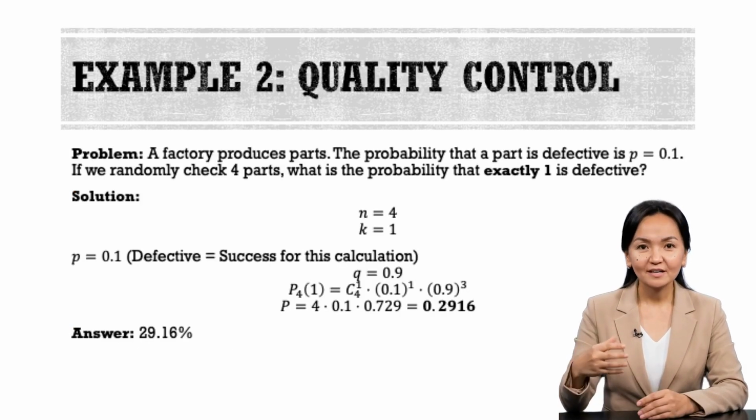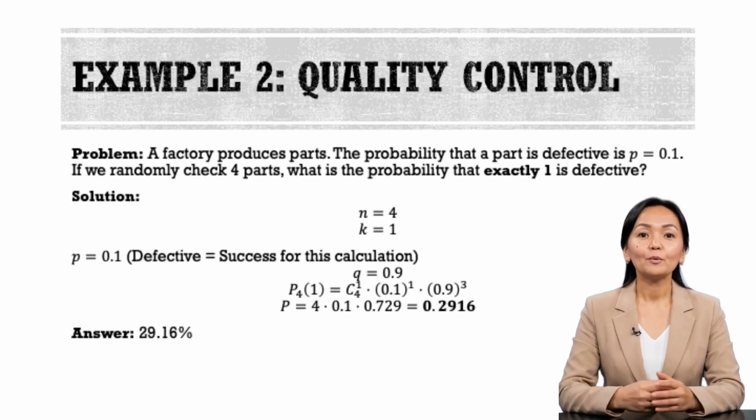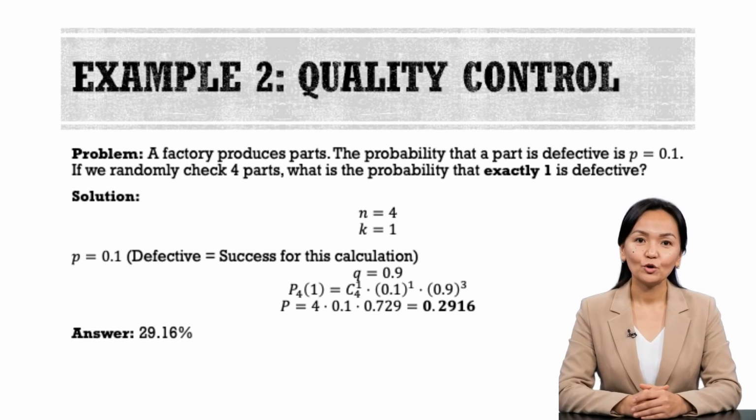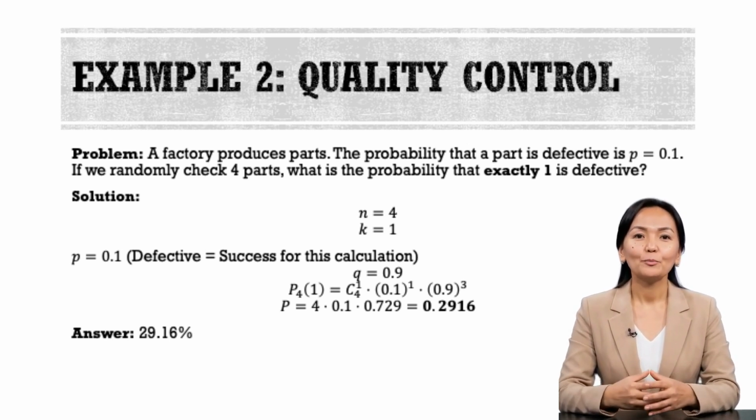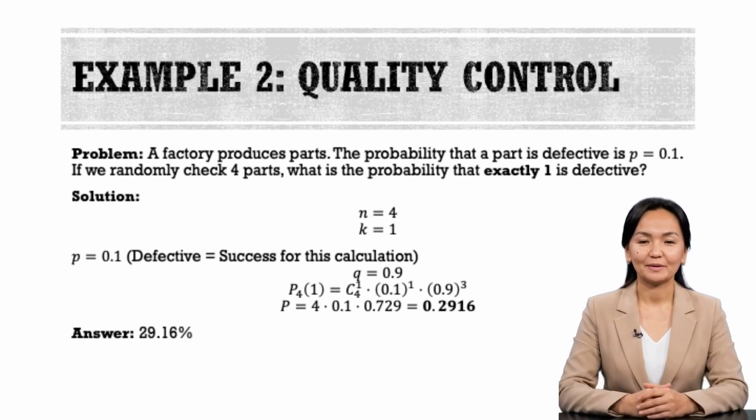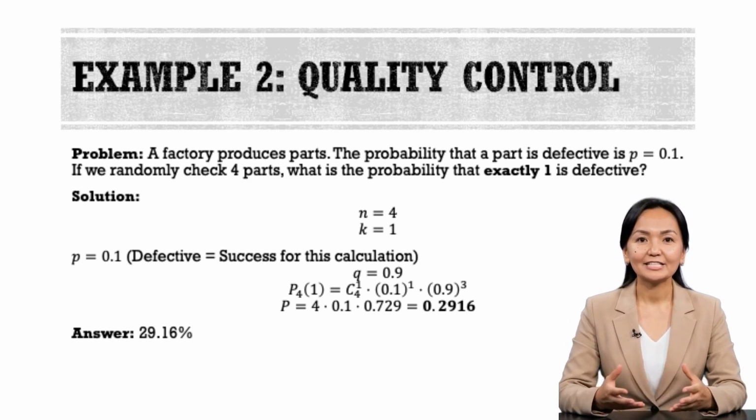Now let's consider a more practical scenario. A factory produces parts, and the probability that any given part is defective is 0.1. If we randomly select 4 parts for inspection, what's the probability that exactly one of them is defective? In this case, we define success as finding a defective part. So n equals 4, k equals 1, p equals 0.1, and q equals 0.9.